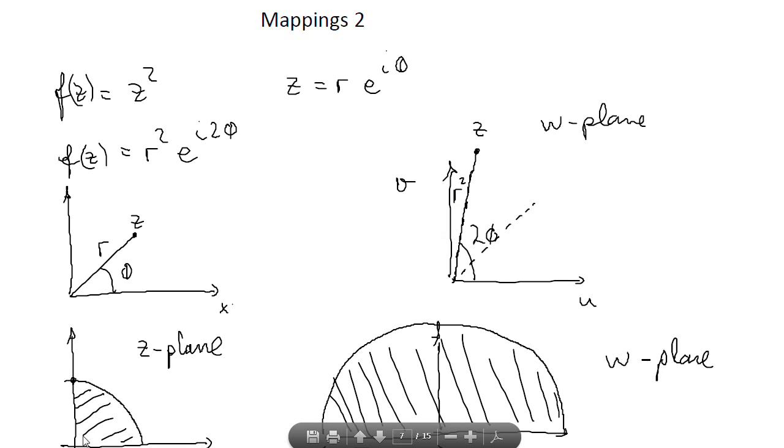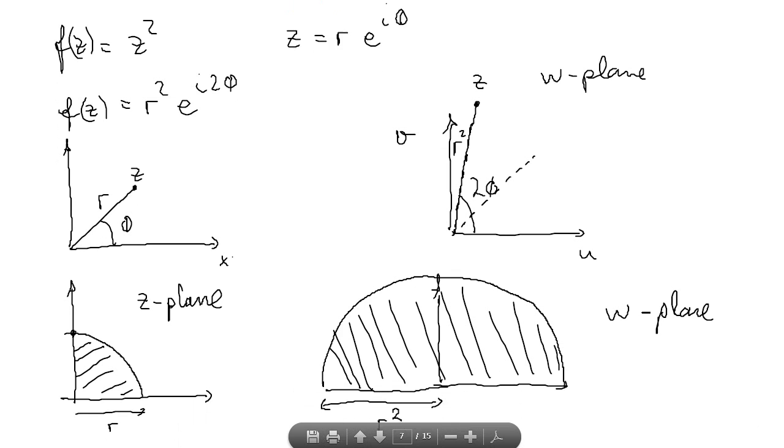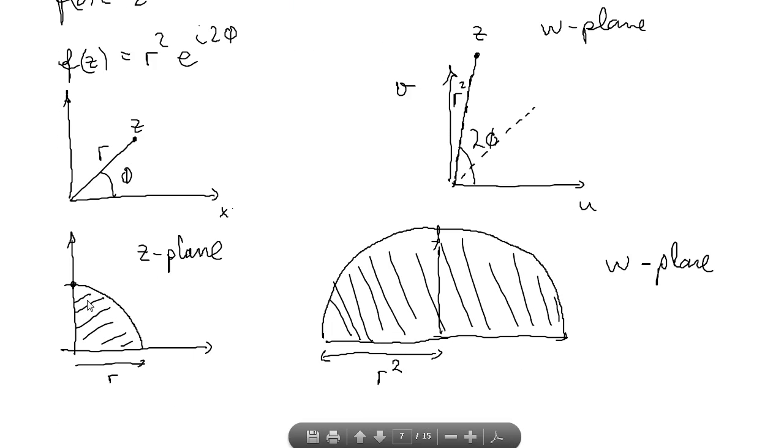So what does this mean? This means that if we, for example, have some circular domain like this, this will be mapped into this circular domain, and the only difference is that the angle, which is 90 degrees here, is 180 degrees here, and the radius is squared.